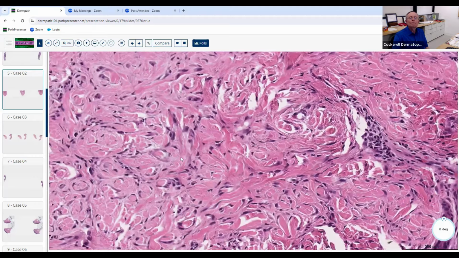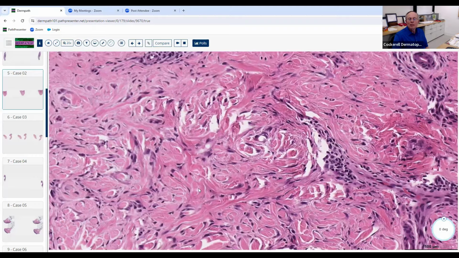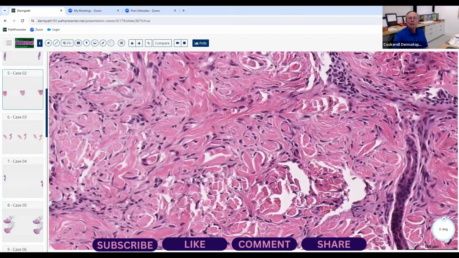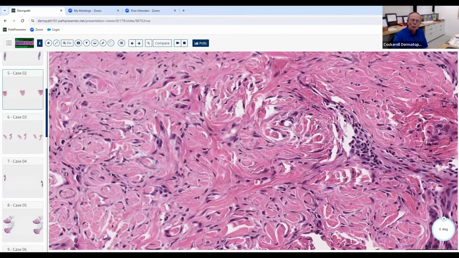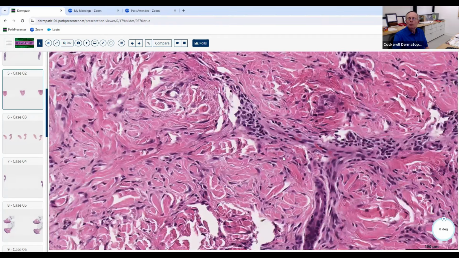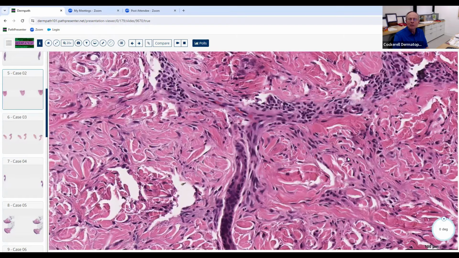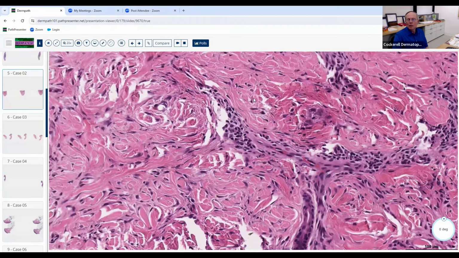And then there's this entity, which is scleromyxedema. And basically, it's got this really nice example. This is really more characteristic of this entity when you get the so-called swirled north, south, east, and west distribution of these fibroblasts and histiocytes here. And you get variable amounts of mucin.